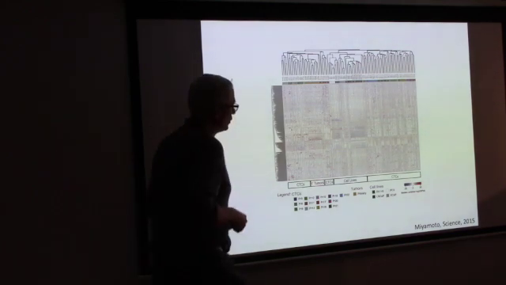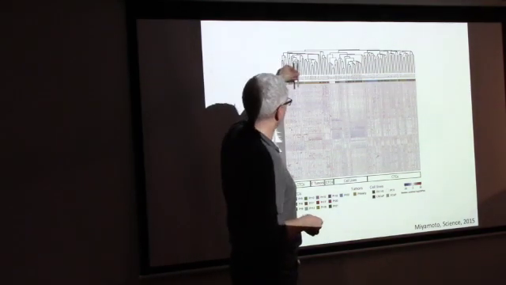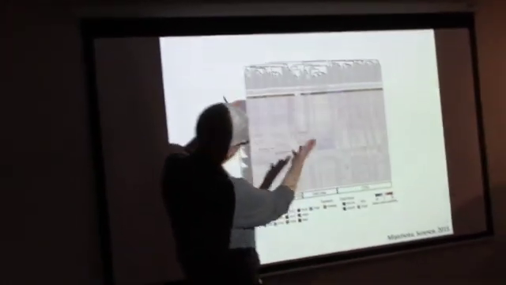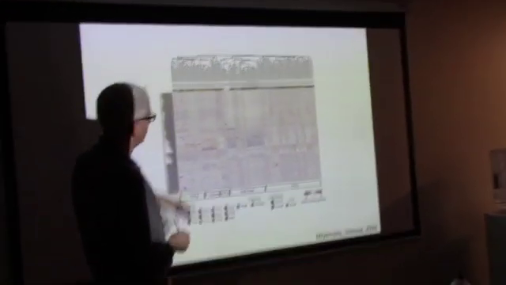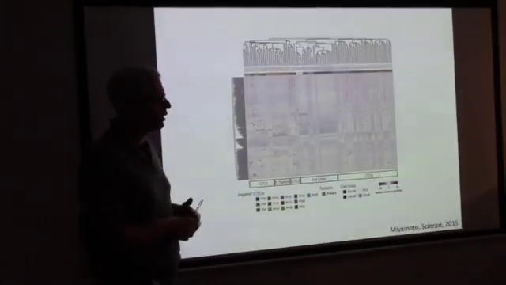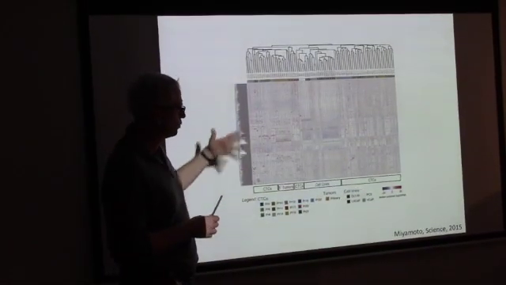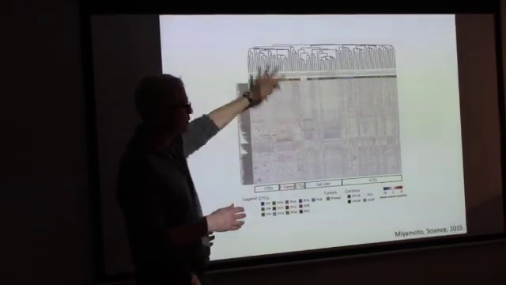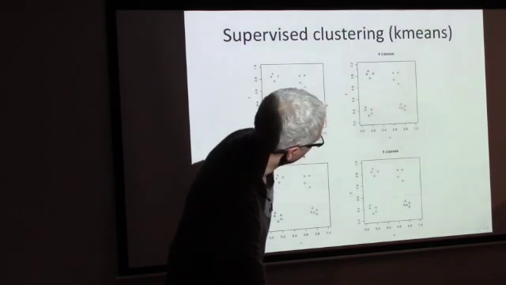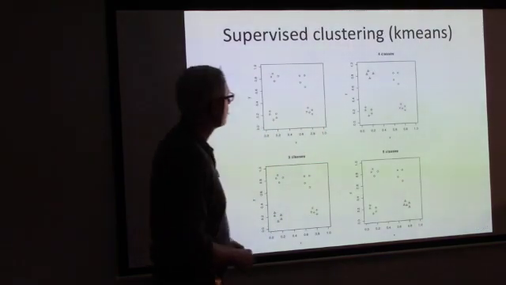Often each column will correspond to a sample, each row will be a particular gene, and you look at this and you get a sense of what's going on, what patterns there are, what groups, and so forth. But this is a typical clustering. So we'll talk about clustering in general.